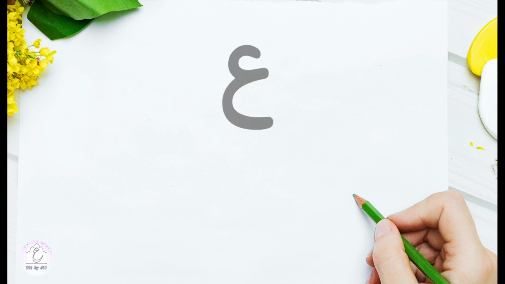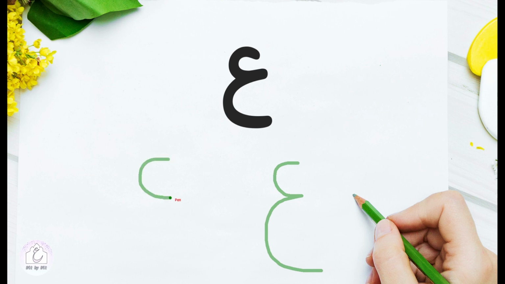ʻayn in the isolated form is so simple, just as you see it here. So let's draw it. One small c and one capital C. Once more. One small c and one capital C. Come on, try it on your own. And please, pronounce the sound as you draw it. ʻa.